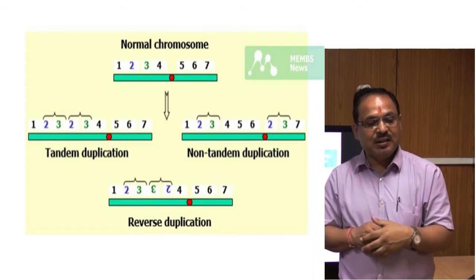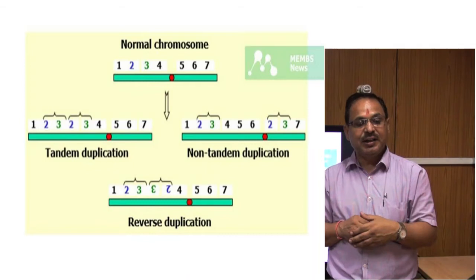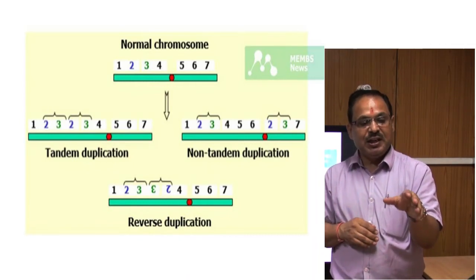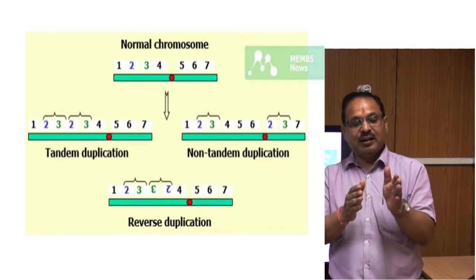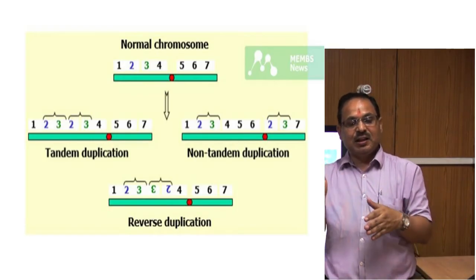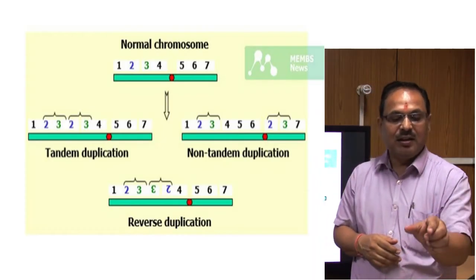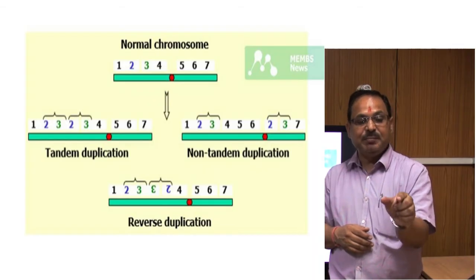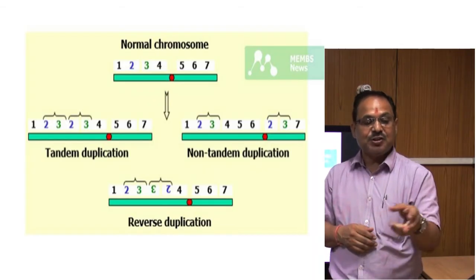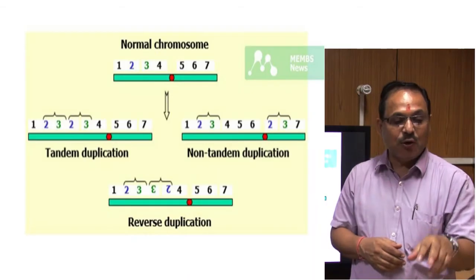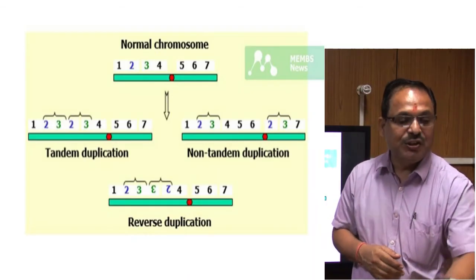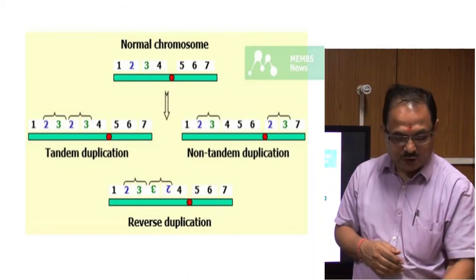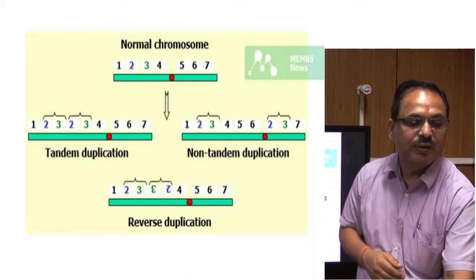Another one is the non-tandem duplication. We can see here the segment containing genes 2 and 3 is cut and then duplicated at the position between genes 6 and 7, not near the original parental segment. So you can clearly understand the different types of duplication in chromosomal aberration.